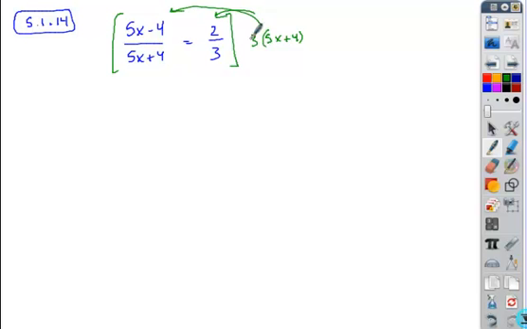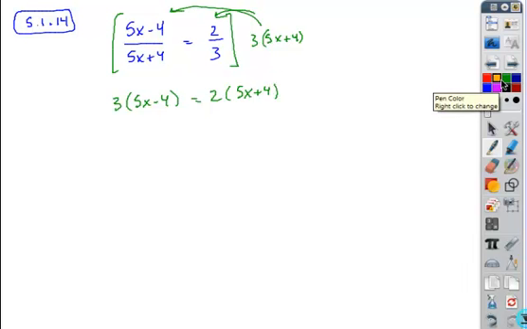Okay, notice what happens when I multiply by this first fraction. I'm just left with the 3, that 5x plus 4's cancel, times the original expression, 5x minus 4 in the numerator. And then that equals, here when I distribute my LCD, the 3's cancel, so I'm left with 2 times 5x plus 4. Now, you may have heard this as you just cross multiply, right?